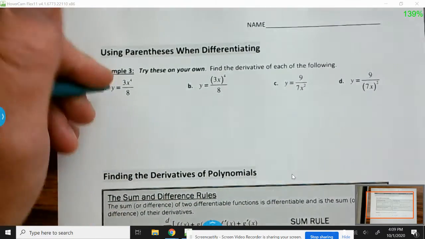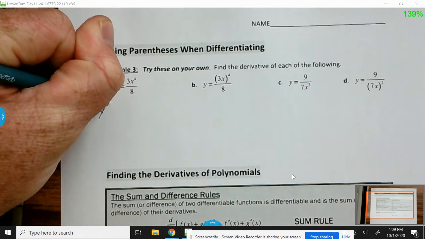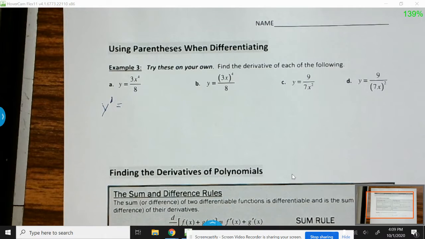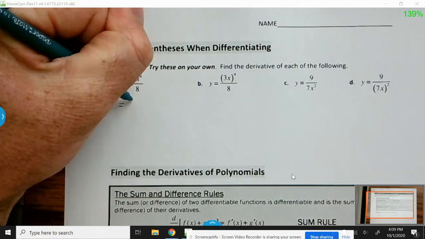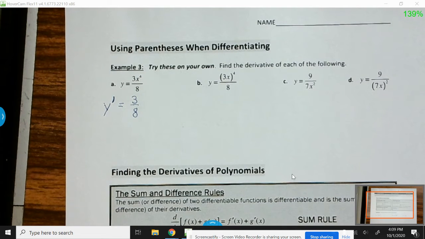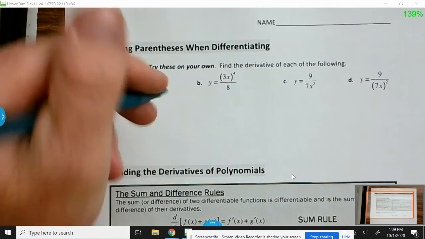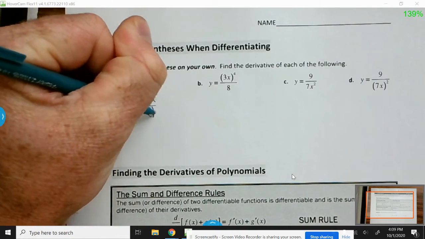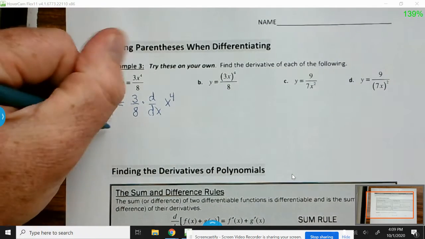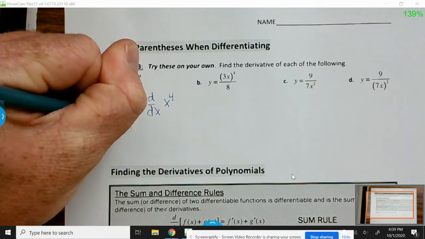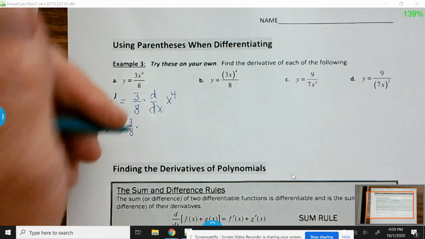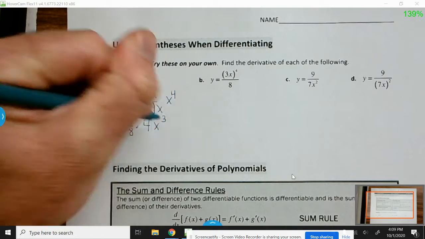First of all, this derivative, and here I'll throw in another one, y prime. Y prime is another way I can write that, right? Just prime notation. Y prime is 3/8 times the derivative with respect to x of x to the fourth, right? And what that becomes is 3/8 times, well, what's the derivative of x to the fourth?